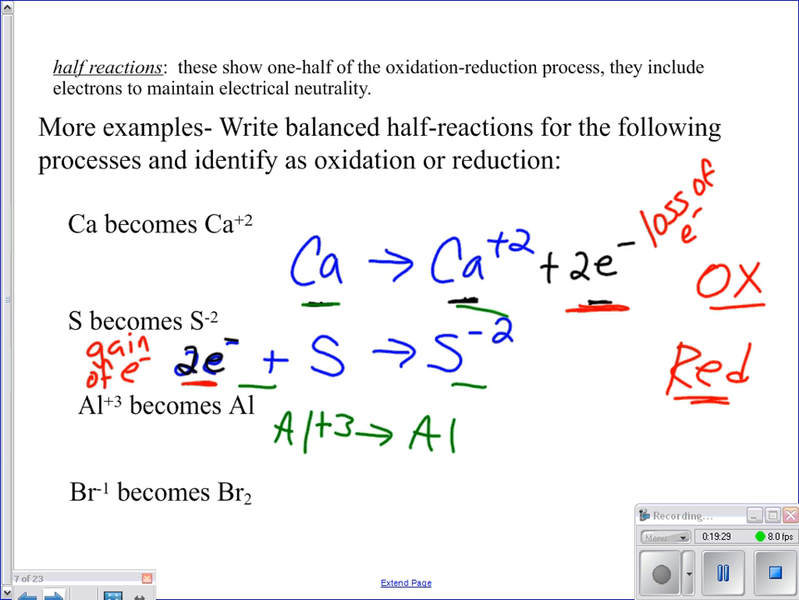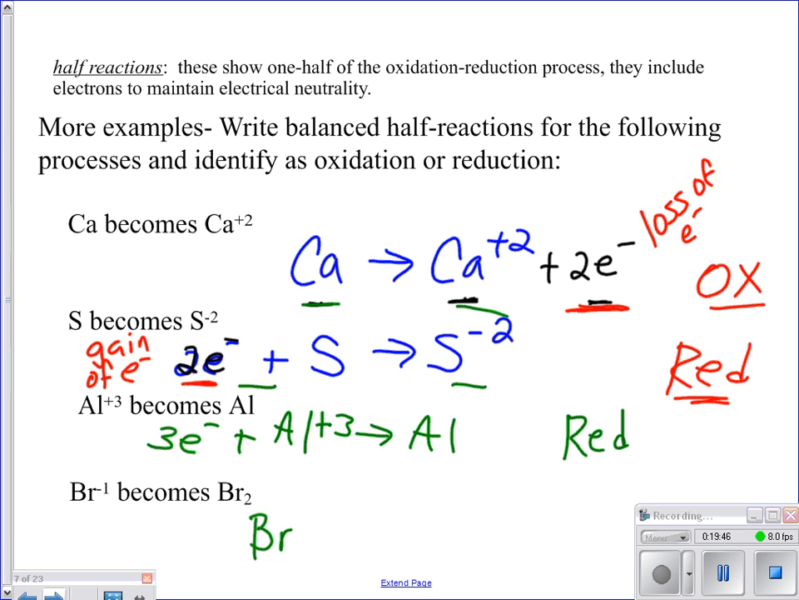Where do you want to add your electrons? How many? There we go. Hey, is that oxidation or reduction? Reduction. Next one. This one's a little trickier.